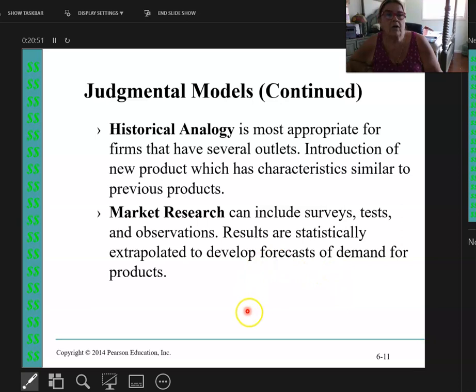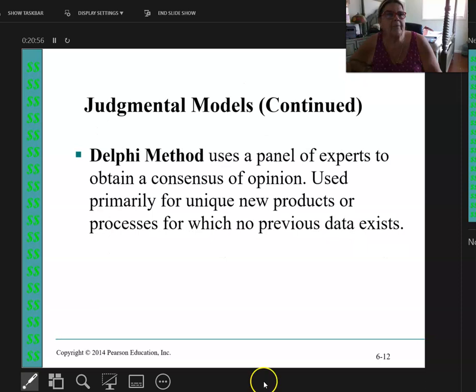I have a couple more judgmental models. This is called the Delphi Method. I use a panel of experts to get a consensus of opinion. This is for new products or when I don't have any other data. So these are my judgmental models. Remember, judgmental means that you're asking somebody an opinion and they're going to judge based upon what they know, what they think, what they like, which way is the best way to go.